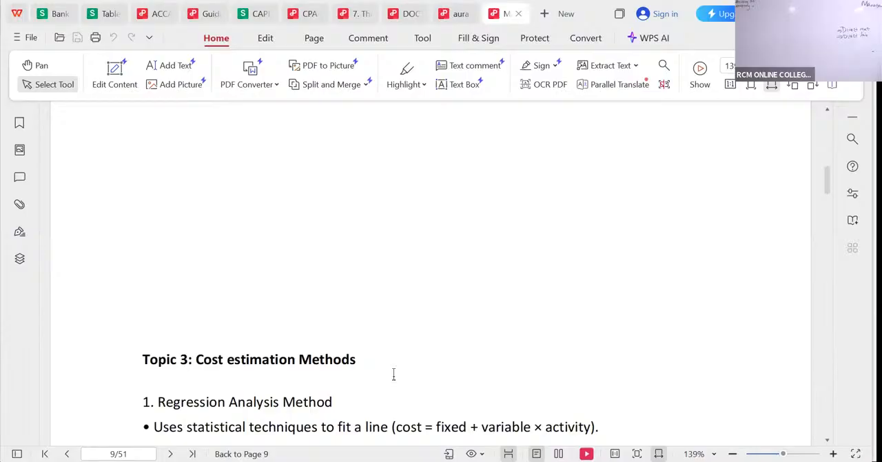So, cost estimation techniques. If you look at your syllabus, at the end of the day, if you remember very well, we said a management accountant is a cost accountant. First of all, our duty is to ascertain. The major duty is cost ascertainment, because there are so many companies outside here that are selling things haphazardly.